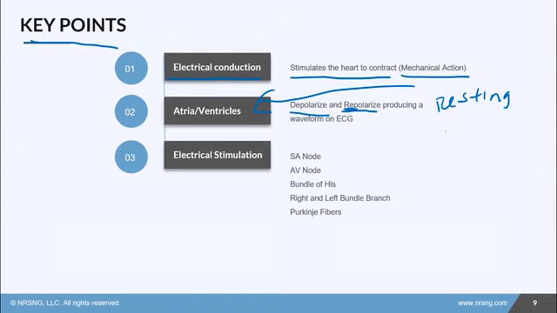One important thing to remember is if the atria are contracting, the ventricles are resting. There's no way that the atria can contract at the same time as the ventricles, and the ventricles cannot relax at the same time as the atria, because that means the patient's dying. And lastly, all of this is not possible without an electrical stimulation. You got to make sure you understand the pathway of that electrical stimulation. The SA node, AV node, bundle of His, right and left bundle branches, and Purkinje fibers.